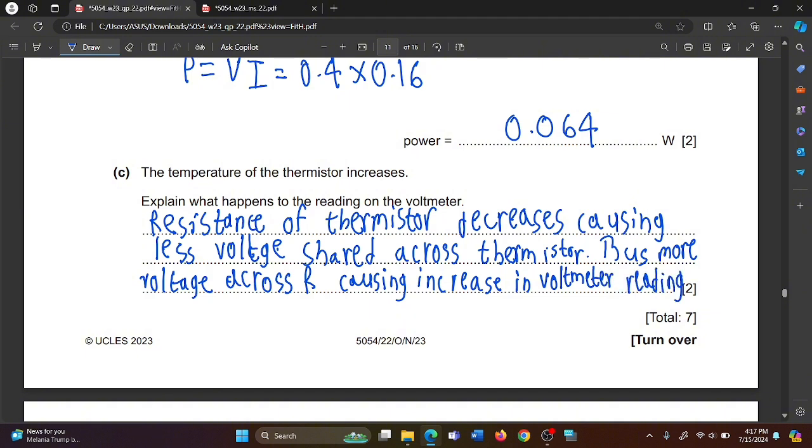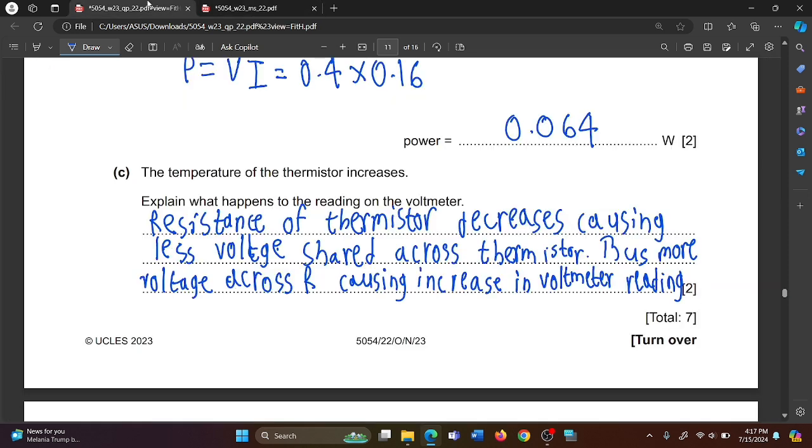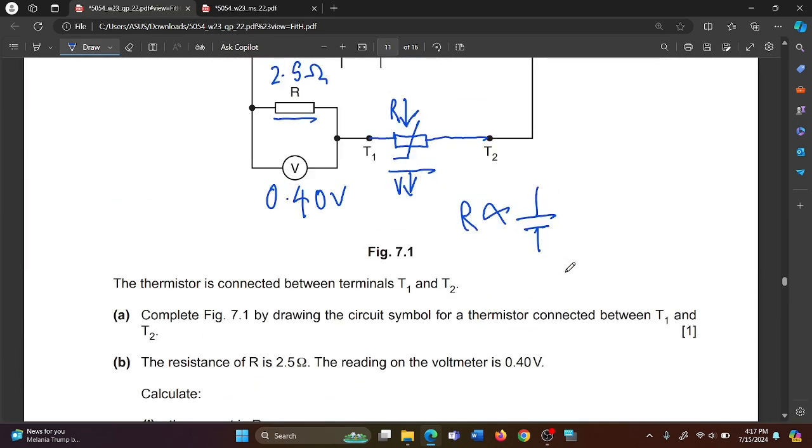Now let's match our answer with the mark scheme. Mark scheme says resistance of the thermistor decreases. Yes, we wrote the resistance of the thermistor decreases. We got this mark. For the second part, increase in current. We didn't write that, but we wrote whatever is on the right side of the slash. R takes larger proportion of the total resistance or voltage. Yes, we wrote R takes larger proportion of voltage. We wrote this part and voltmeter reading increases. Thus, we got 2 out of 2 on this part. And 7 out of 7 for question 7.